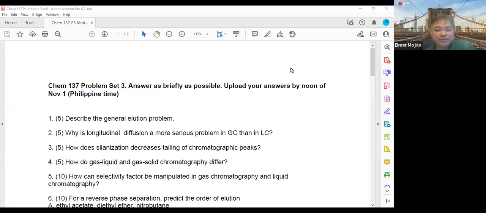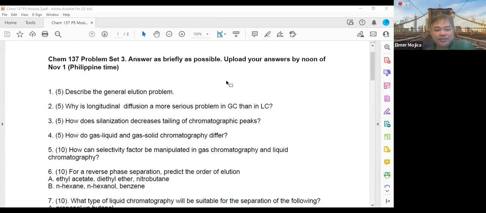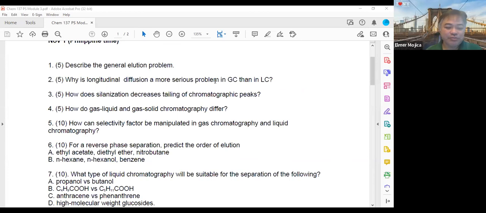Finally. Okay, so the first question that we have here, this was a problem set from last year. May ibang set ng problem set from last semester. But unfortunately, I cannot find the copy of it as of today. Okay, so describe the general elution problem. Ano yung elution problem natin? If you recall.